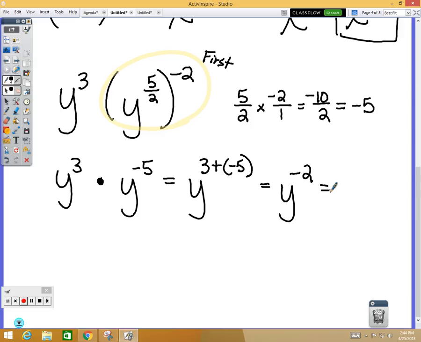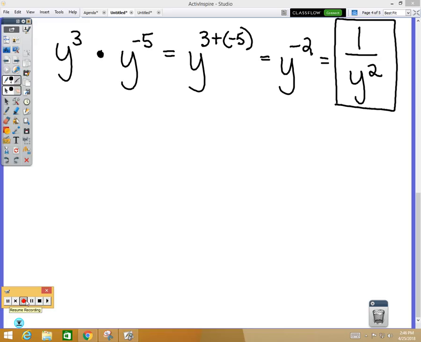So the y is your base. Remember, that has to be moved down then. So 1 over y to the second power would be our final answer for this problem. You'll want to simplify it so that you don't have any negative exponents, yes. Okay.